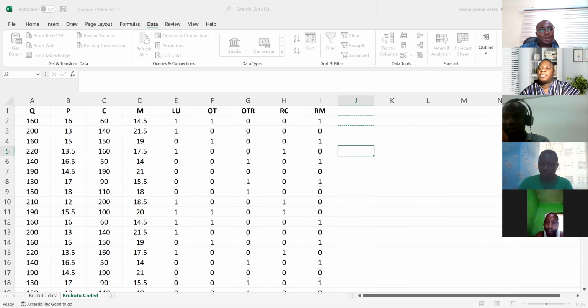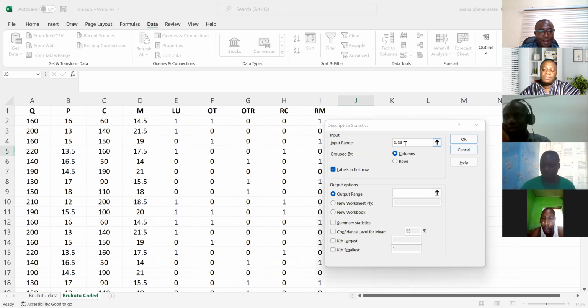Please, I've done it up to where the data analysis is, but I don't know what you have said we should do again. I'm saying that when you click data analysis, a pop-up will come in the list. Select descriptive statistics. A pop-up will come.